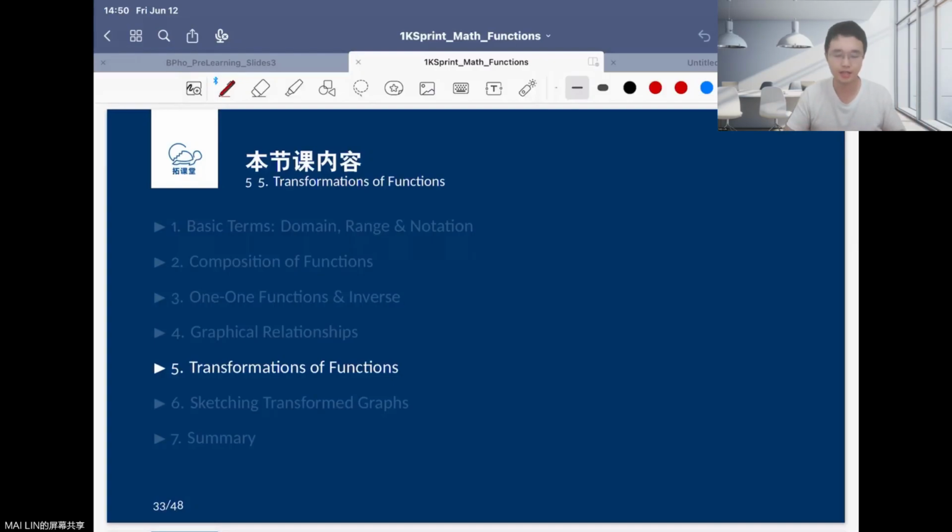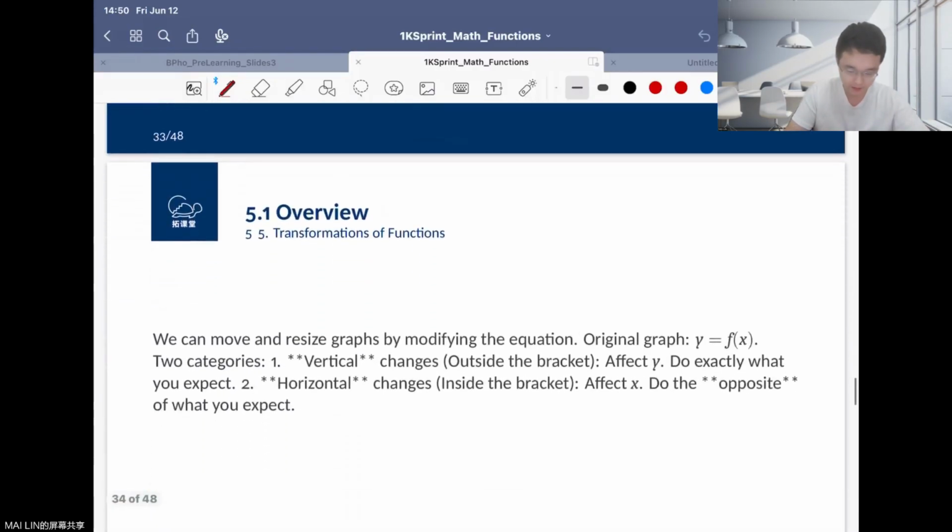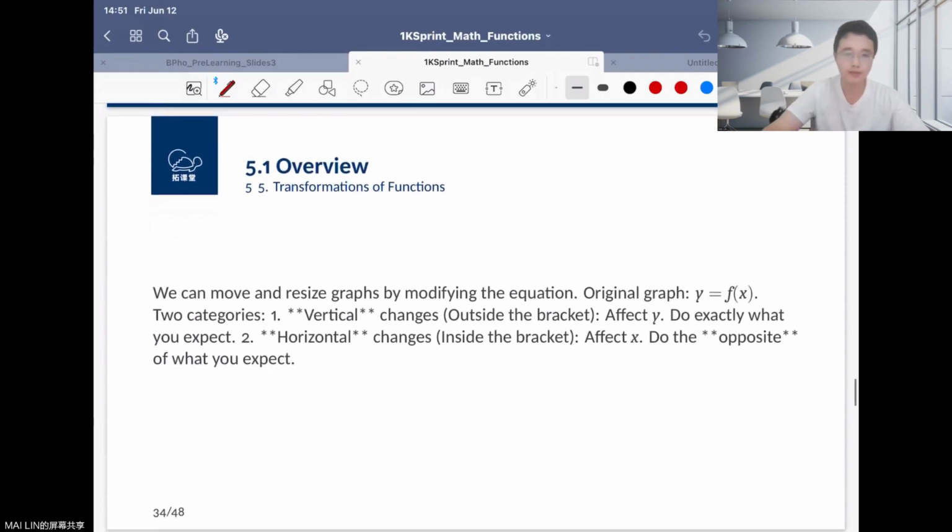Okay, hello guys. Today we are talking about the transformations of functions. So let's move into the first slide of it. Let's make a quick overview of what the basic transformations of functions are.